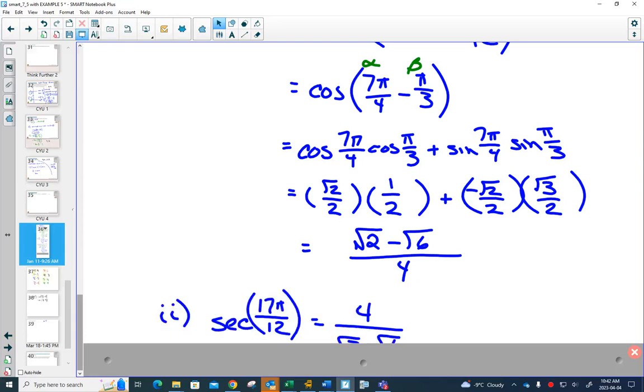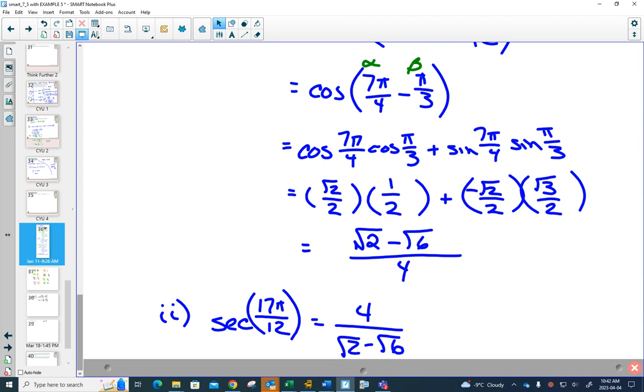Sometimes there's a part B to a question where they ask a secant after they ask a cos. And if you had to find out secant of 17 pi over 12, you just figured out cos of 17 pi over 12 was root 2 minus root 6 over 4, so secant will just be the reciprocal.